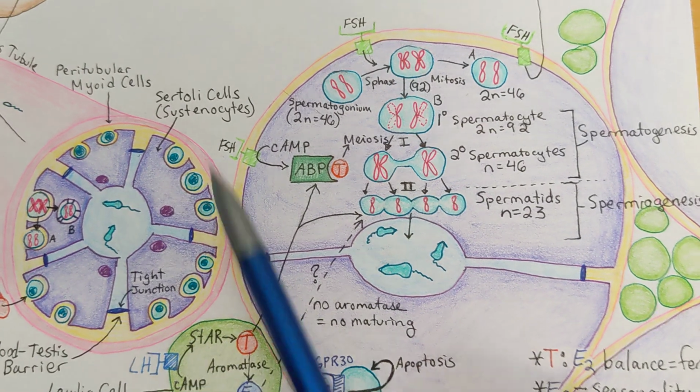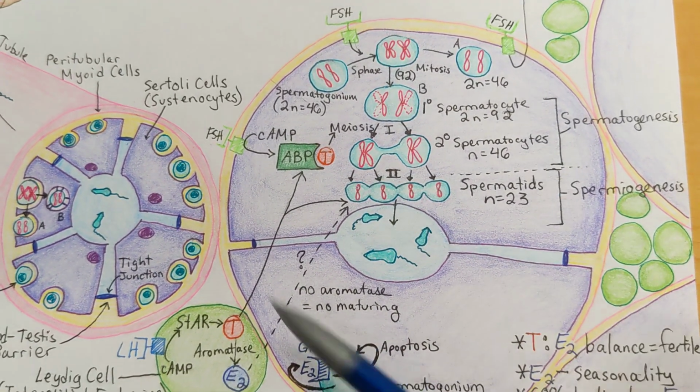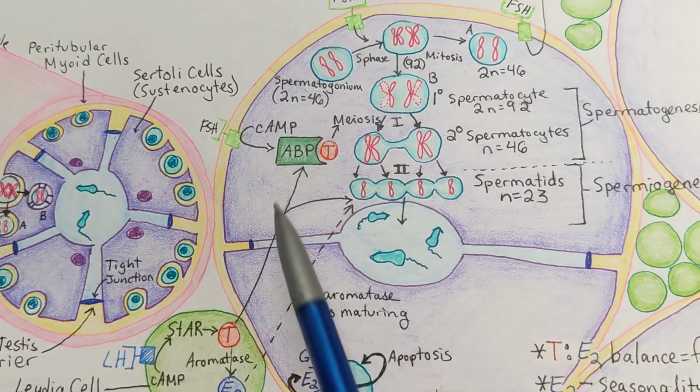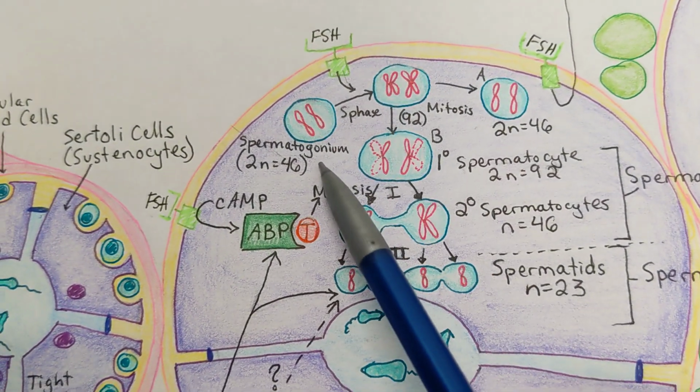All right, so we're zooming in here. This is another of the seminiferous tubules. And what we can see is the initial spermatogonium.